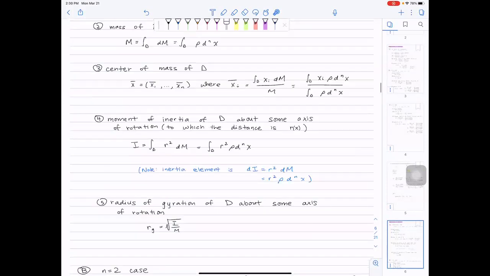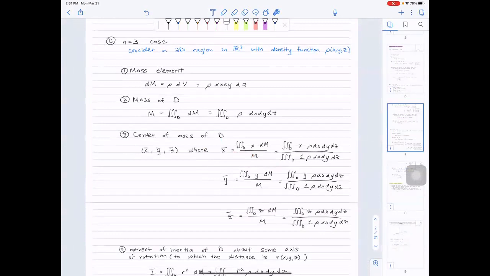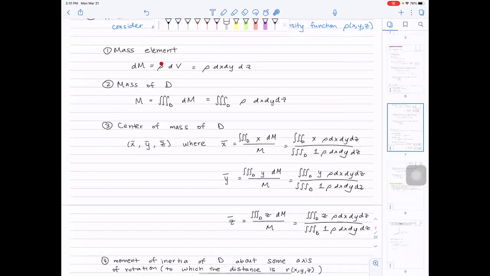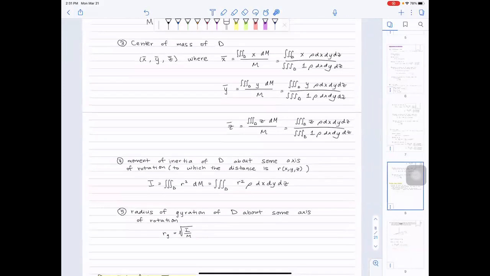So that's in 2D. In 3D, as Javier pointed out, the mass element is rho dV instead of rho dA, because now you're in 3D. Your mass is still the integral of rho dV. Center of mass, you have the same x with rho dV, and so on for the mass. Moment of inertia is the same, except you have a dV here. So you added one dimension, and the radius of gyration is the same.